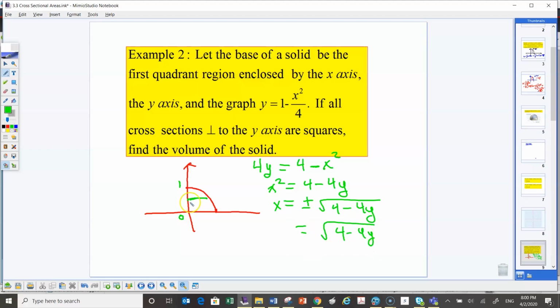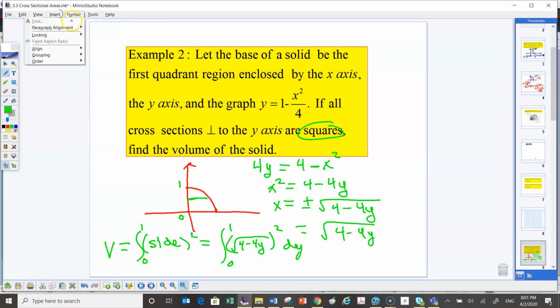So that is going to be the length of that slice, which is really the side length of my square. So to find the volume, it's going to be the integral from 0 to 1, and the shape again is a square, and the formula for the area of a square is side length squared. Well, we found the side length right here, so it's the square root of 4 minus 4y all squared dy.